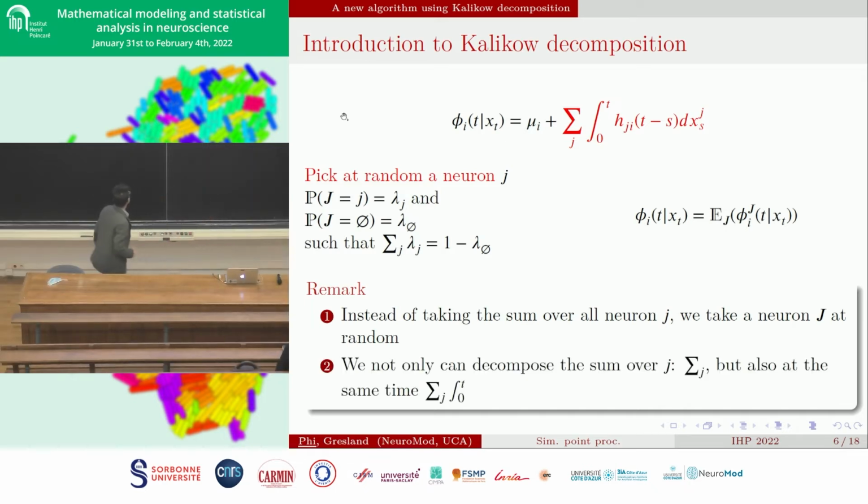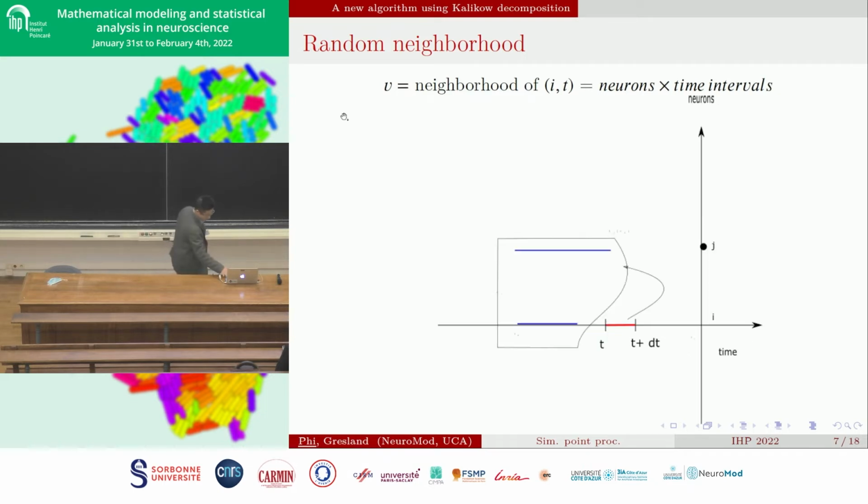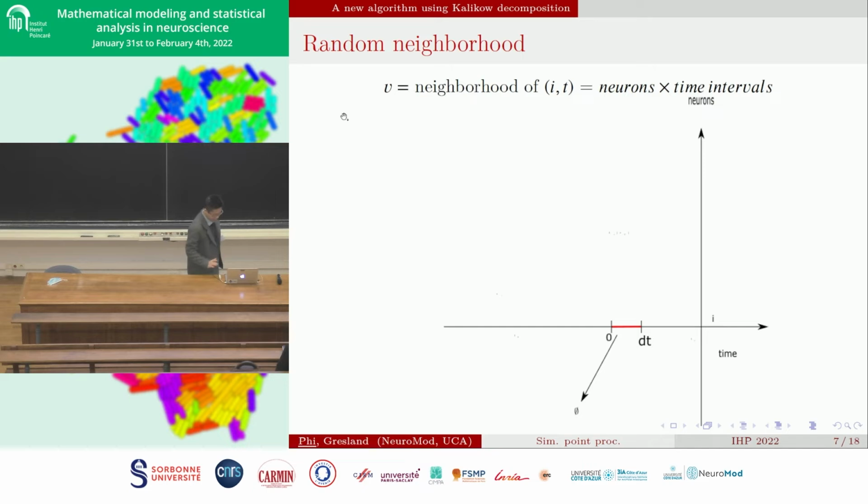The second thing to remark here is that you can decompose not only over the neurons, but also over the time interval. That's why we introduce a random neighborhood here, not a very new notion. For us, it's a couple of neuron and time interval. For example, it might be one neuron with one interval, or two different neurons with two different intervals. Or maybe it will pick the empty set, which means that the decision to accept or reject this point does not depend on anything in the past.